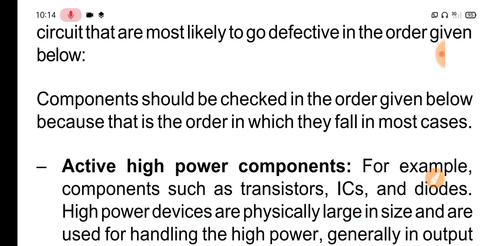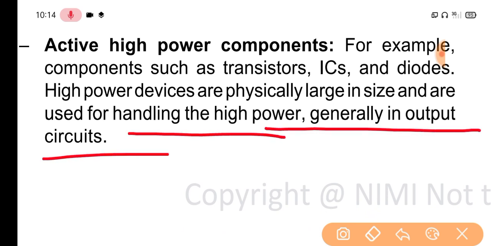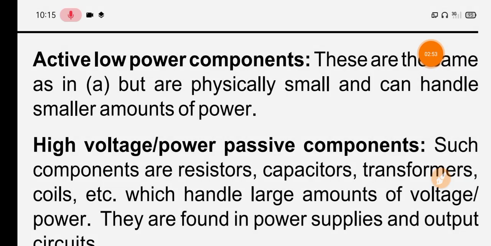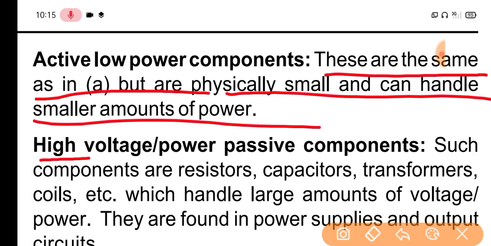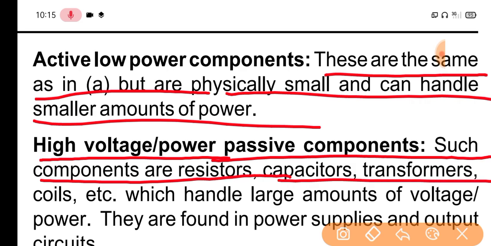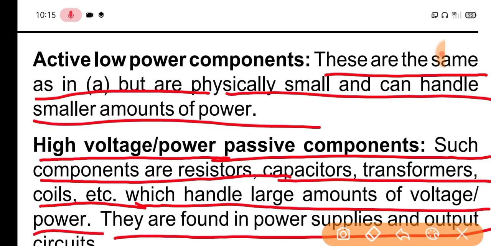High power devices are physically large in size and are used for handling high power, generally in output circuits. Active low power components are the same but are physically small and can handle smaller amounts of power. High voltage or power passive components, such as resistors, capacitors, transformers, coils, etc., handle large amounts of voltage or power. They are found in power supply and output circuits.